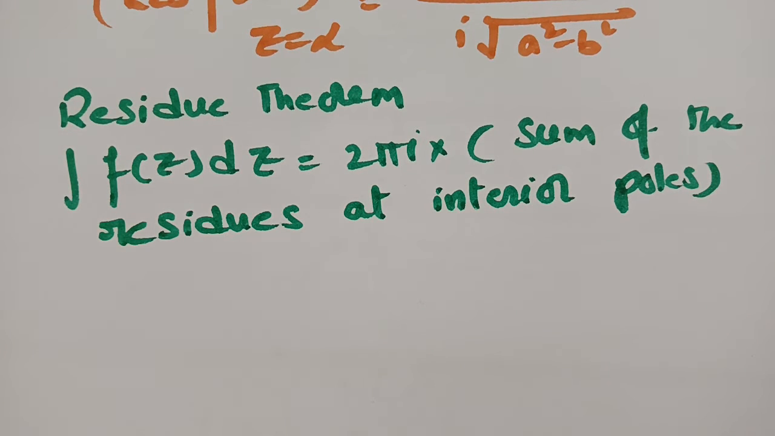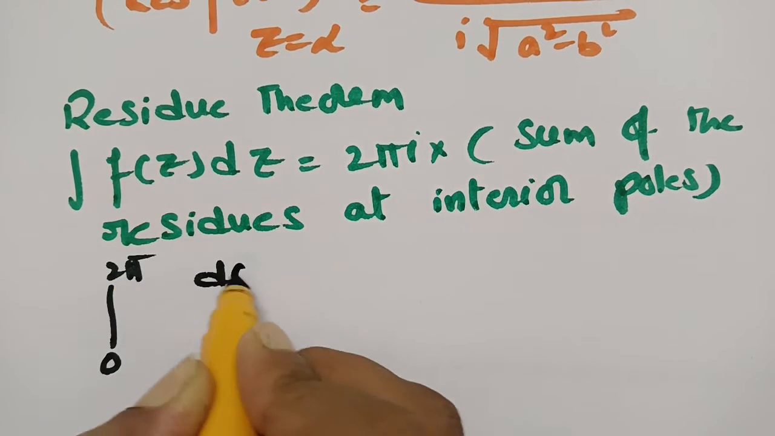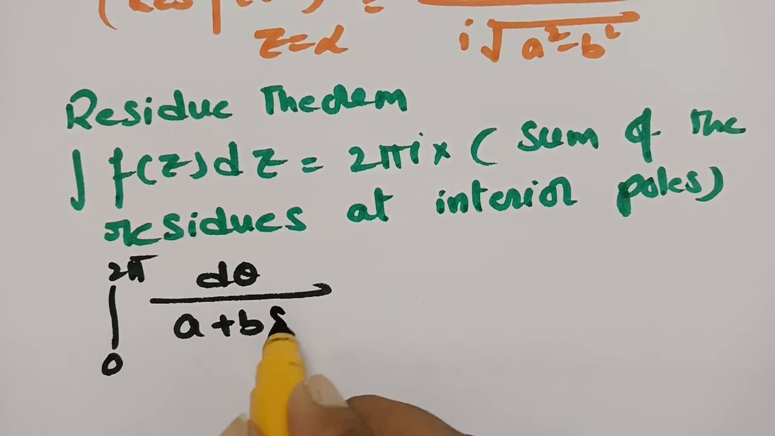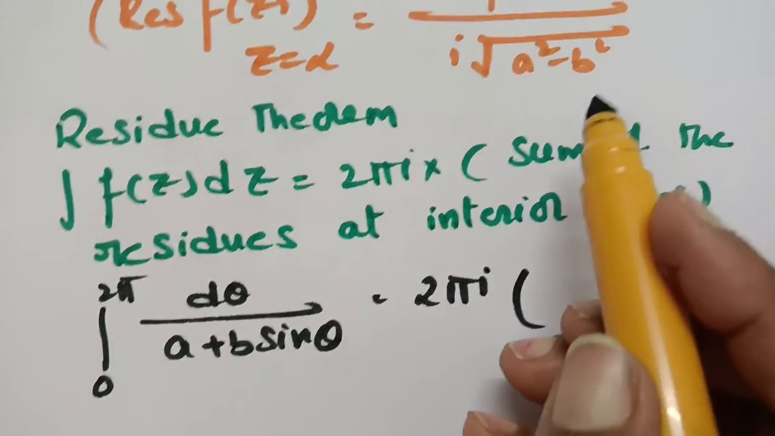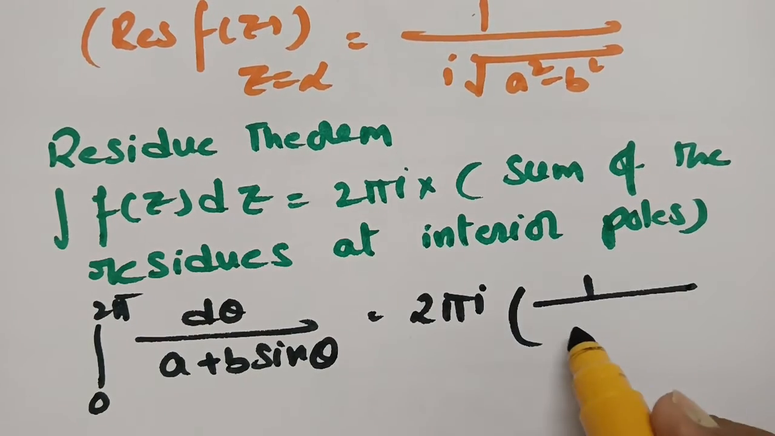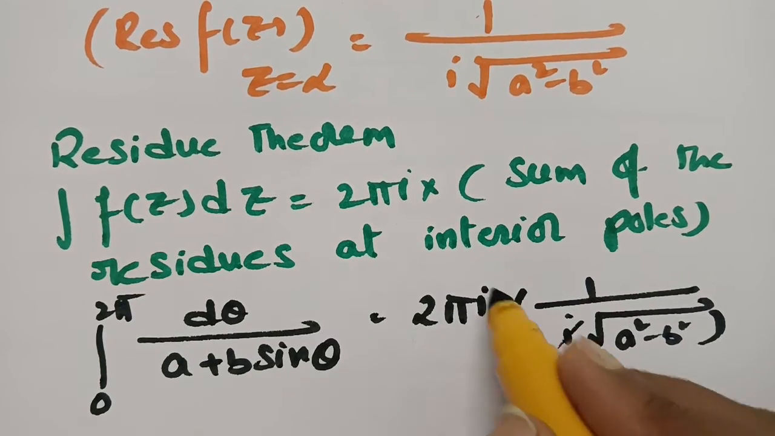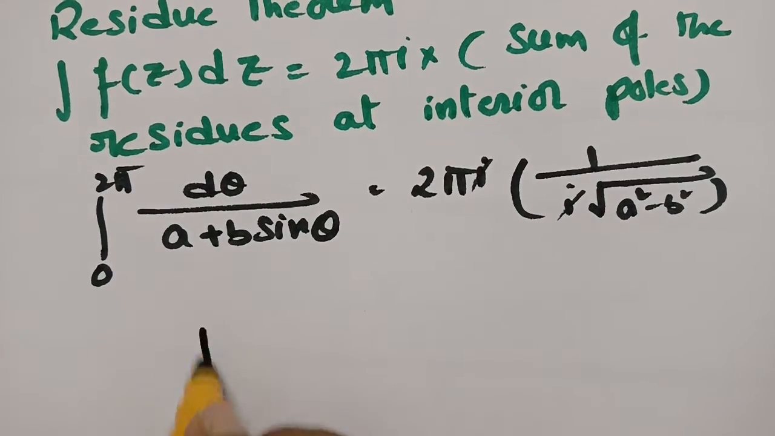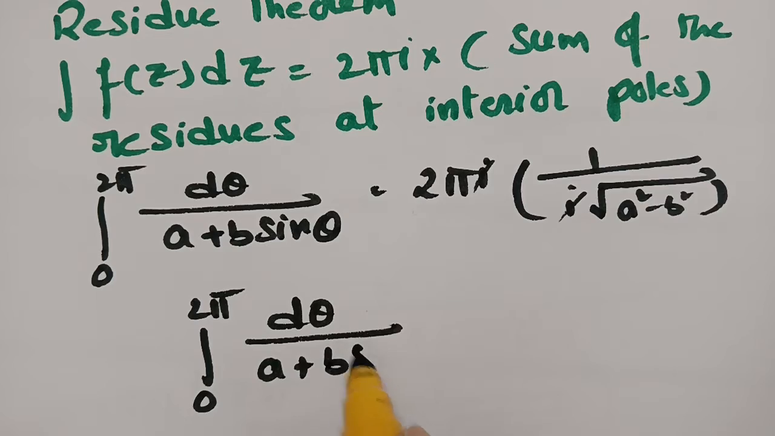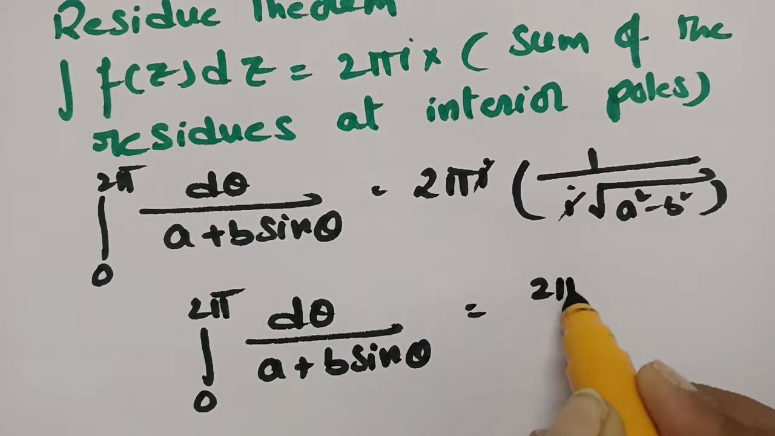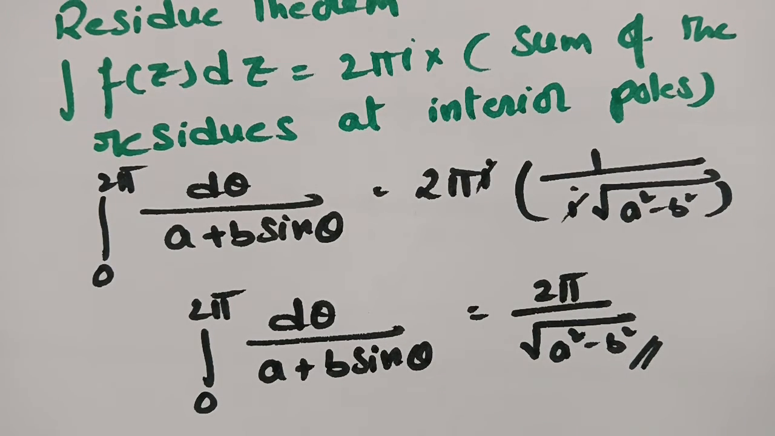So what is our integral? Our integral value is nothing but the question, that is integral 0 to 2 pi d theta by a plus b into sine theta, is nothing but 2 pi times the residue value here. The residue value here is 1 by i into root over a square minus b square. So if I cancel this i, what is our value? This will be integral 0 to 2 pi d theta by a plus b into sine theta is nothing but 2 pi by root over a square minus b square. So this is what is asked in the question to show.